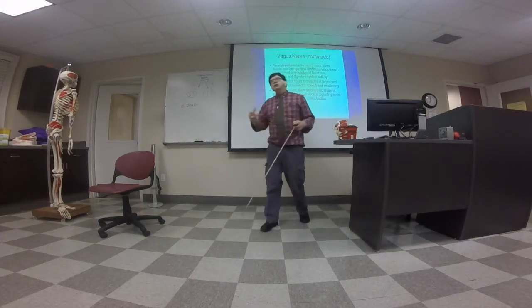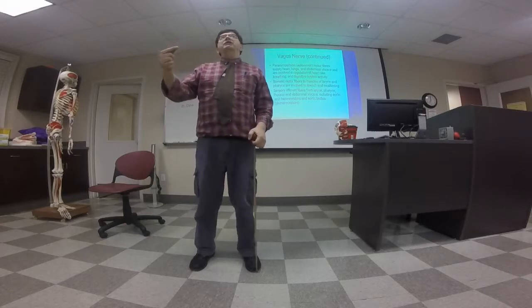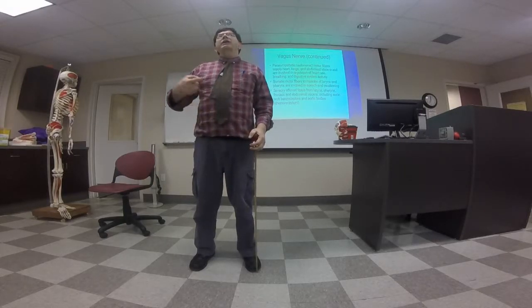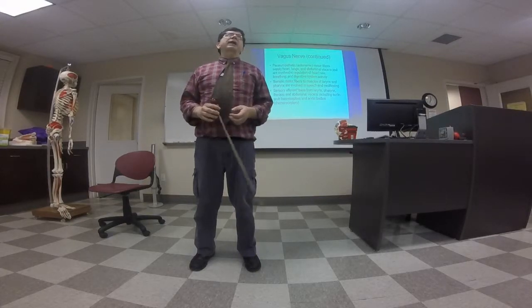Okay. So it's going to slow down the heart. On the other hand, parasympathetics to the GI tract are going to increase peristalsis, help you to digest, increase intestinal and gastric secretions.